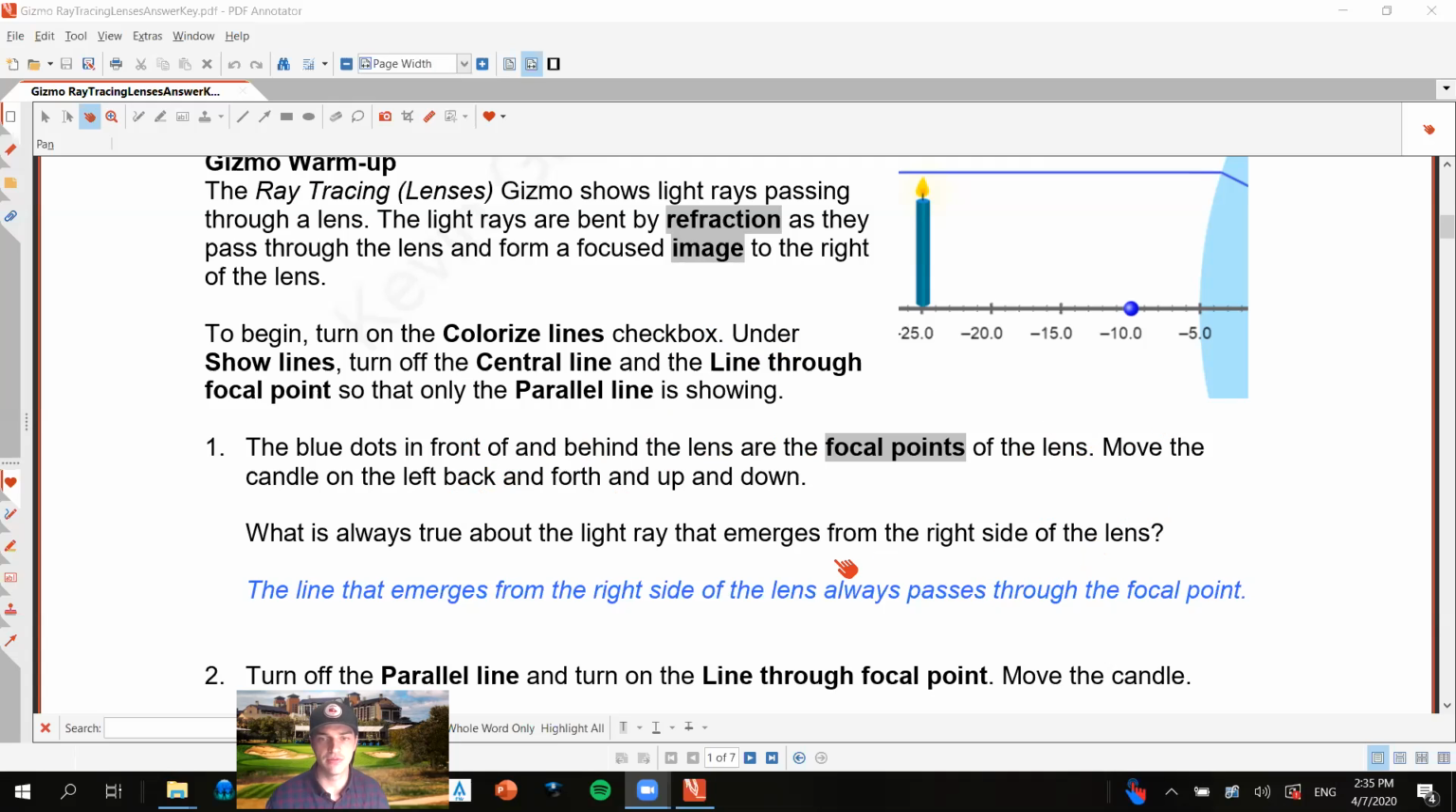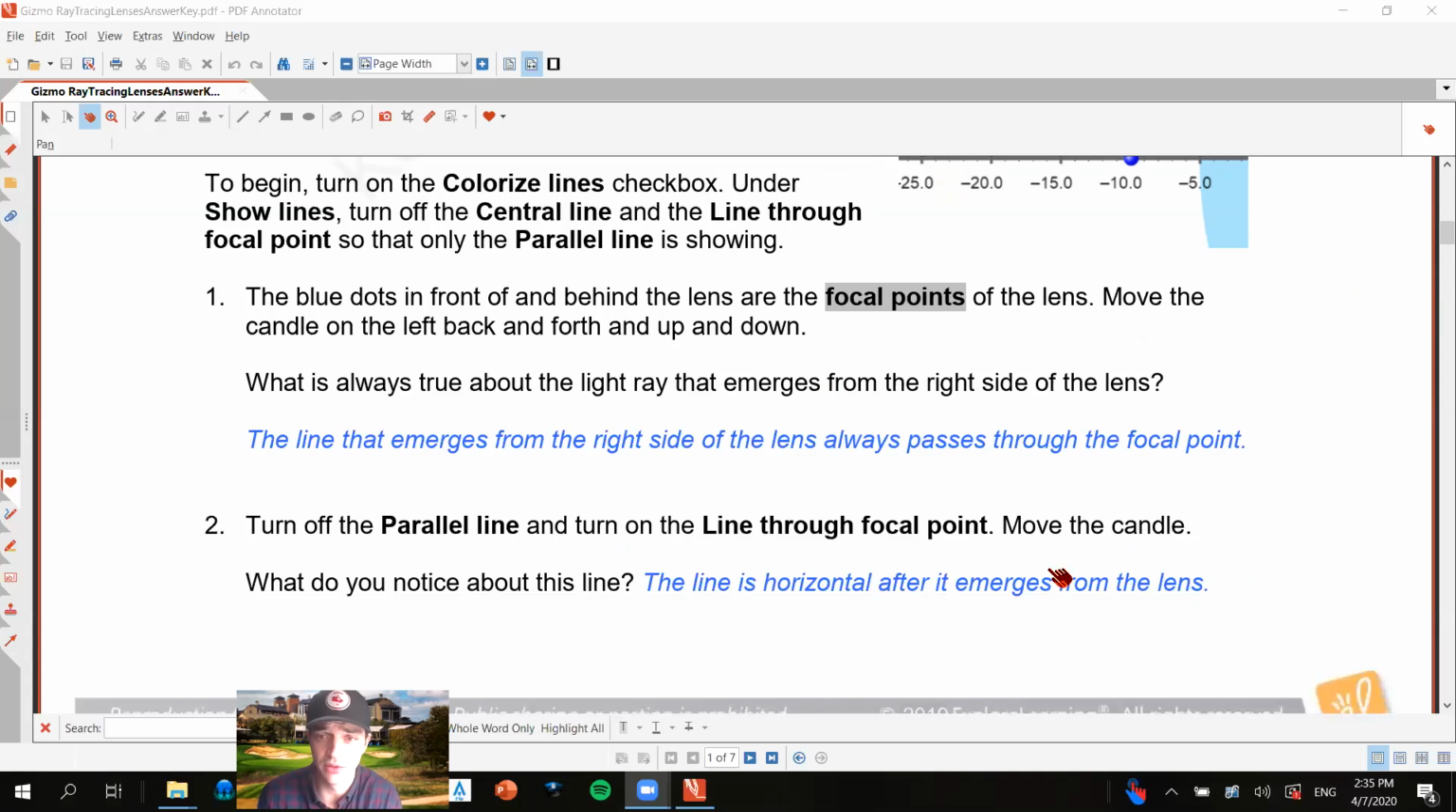The answer that you guys should have noticed is that the line that emerges from the right side of the lens always passes through the focal point. And that's a rule for convex converging lenses. So a line parallel to the principal axis will converge to the focal point. So an incident ray parallel to the principal axis, as shown in the image here, will converge to the focal point. The second rule that we explored was the line through a focal point.